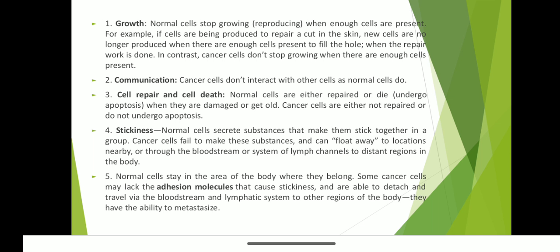Next, ability to metastasize or spread. Normal cells stay in the area of the body where they belong. For example, lung cells remain in the lungs. Some cancer cells may lack the adhesion molecules that cause stickiness and are able to detach and travel via the bloodstream and lymphatic system to other regions of the body. They have the ability to metastasize. Once they arrive in a new region, such as lymph nodes, the lungs, the liver, or the bones, they begin to grow, often forming tumors far from the original tumor.